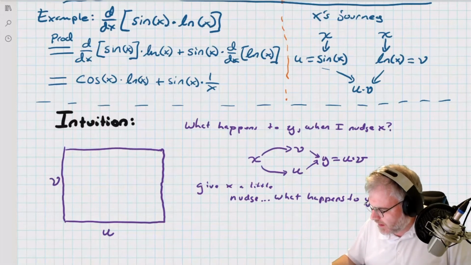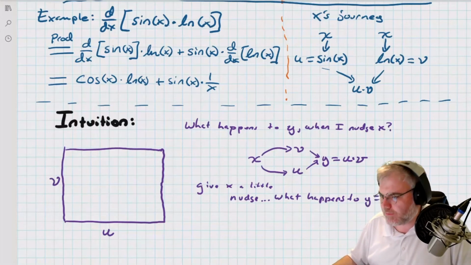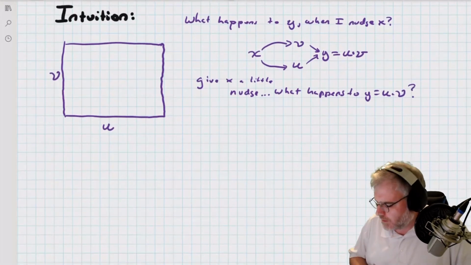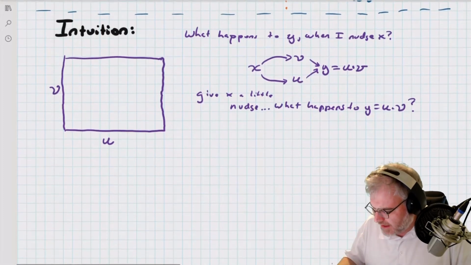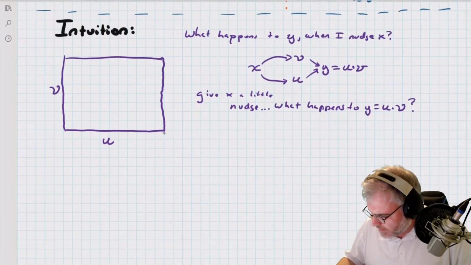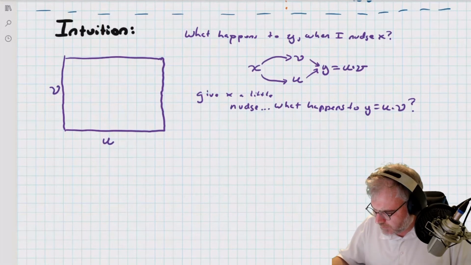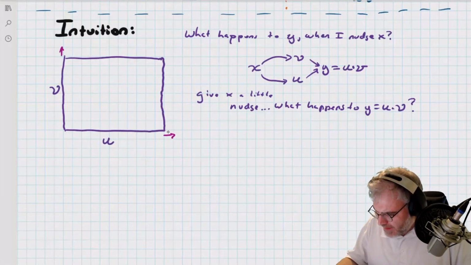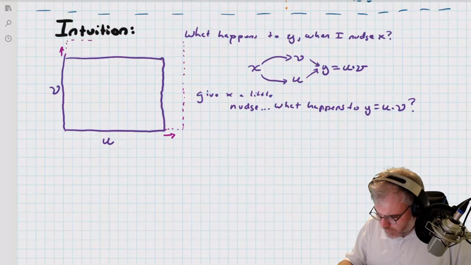All right, back to this. So if I give a little nudge to x, what happens to y equals u times v? All right, so let's see. U is going to go this way, and v is going to go this way. So the question is, what happens to the change in the total?